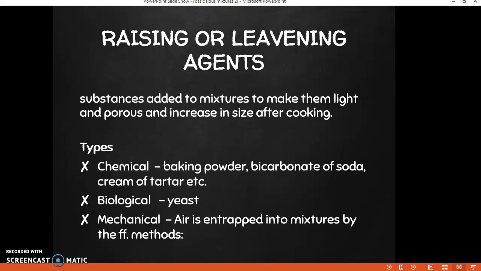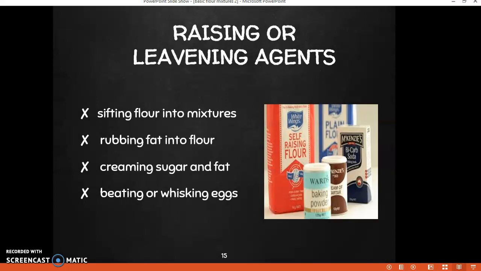Air is entrapped into mixtures when we are doing a lot of activities. First of all, when we pass our flour through a sieve with the intention of removing all the unwanted particles from it, we are entrapping air into the mixture. When we rub fat into our flour by the use of our fingertips, we are entrapping air into it. We do this when we are making rock buns and also when we are making flour chips.